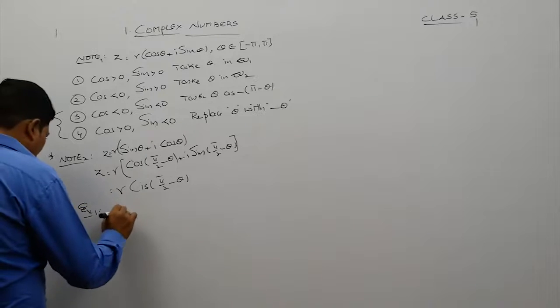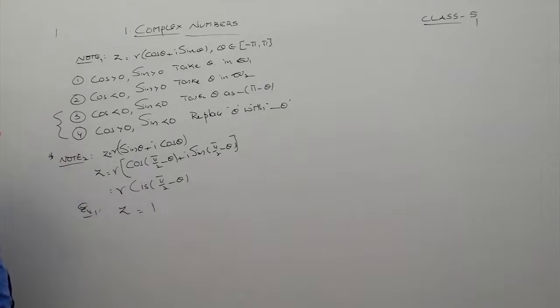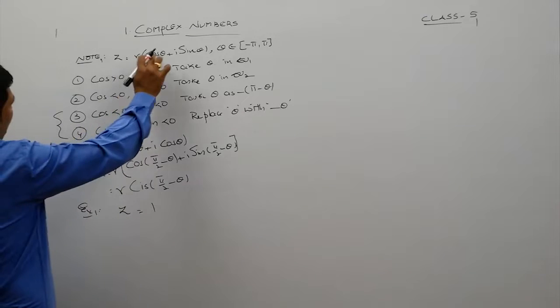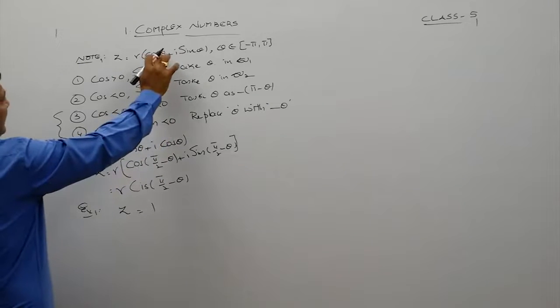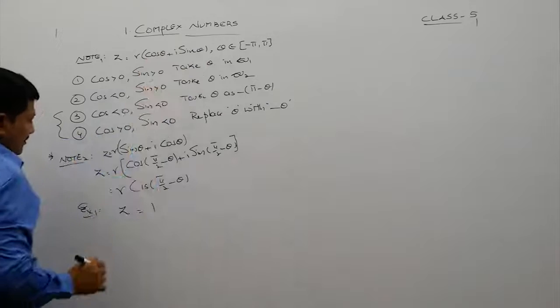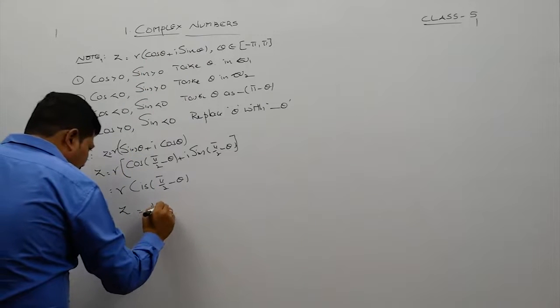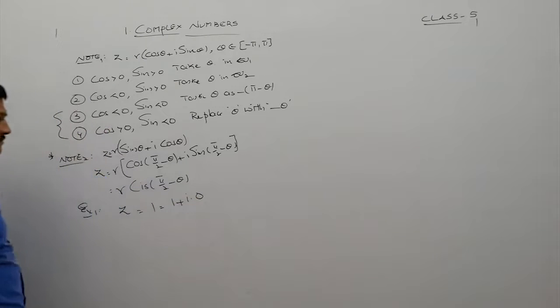So z is equal to 1. Then how can we write 1 in polar form? Polar form means r into cos theta plus i sin theta. And we know that cos 90 is 0 and sin 90 is 1. Now we can write z is equal to 1, that is equal to 1 plus i into 0.